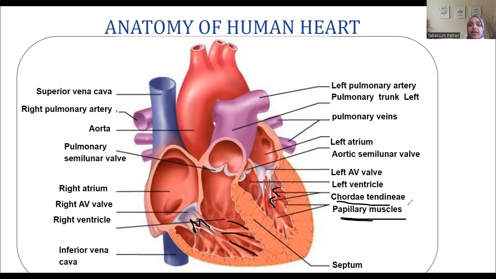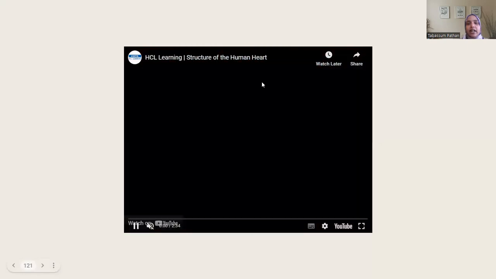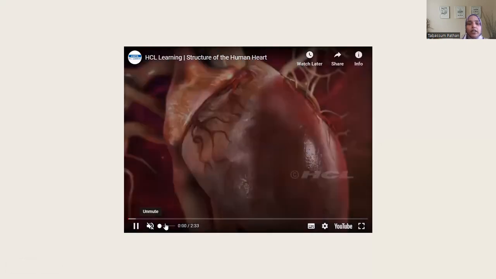Basically, the chordae tendineae are inelastic fibers. They attach the papillary muscles and guide the opening and closing of these valves. So together, the papillary muscles and the chordae tendineae function as guiding structures for the opening and closing of the valves. Okay, let's have a recap of whatever we have discussed, the external and internal structure, with this video.